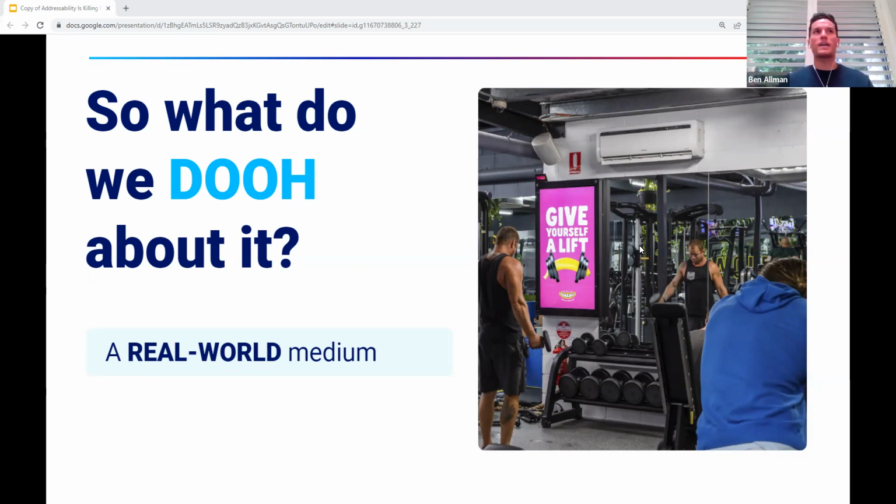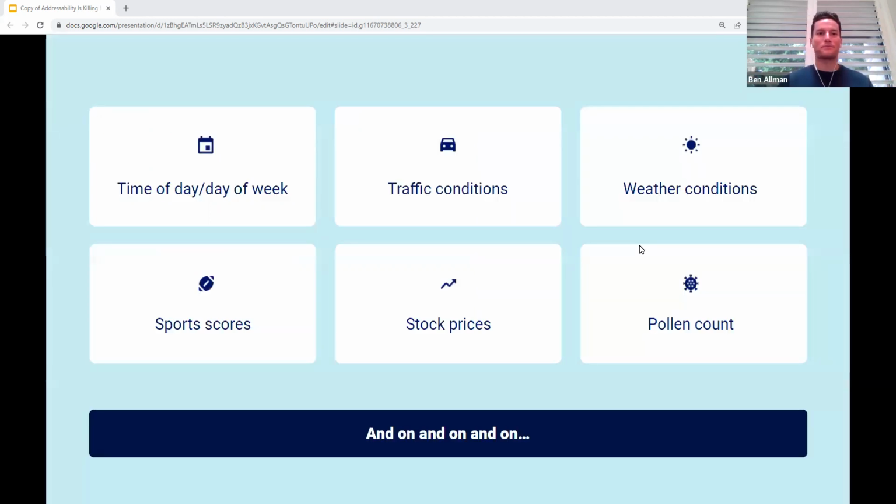Now, while contextual targeting in out of home can be as simple as running a campaign in a specific location, the opportunities are in fact more expansive than that. There's a whole range of other external factors beyond location, which can make up the context surrounding any digital out of home campaign. So moments such as the time of day, the day of week, traffic conditions, weather conditions, sports scores, stock prices, and more, they can all be used either in addition to or as an extremely effective alternative to audience-based targeting.